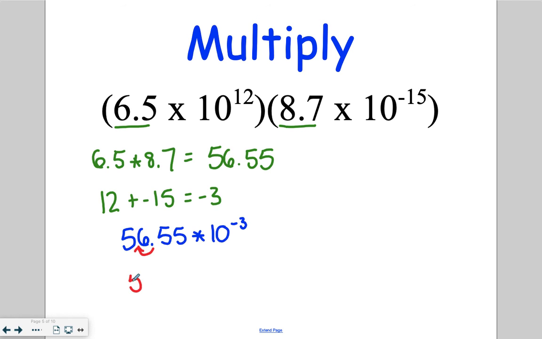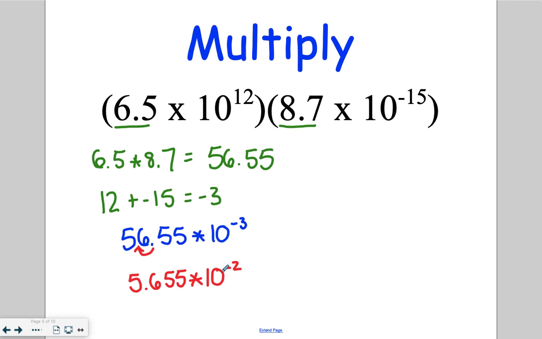So that changes the a value to 5.655. Now, if I moved that decimal one more place, that means that instead of going 3 places to the left, now I only have to move 2 places to the left. So times 10 to the negative second. So anytime you move the decimal left to fix the a value, you are going to increase the exponent. So I went from negative 3 to negative 2.